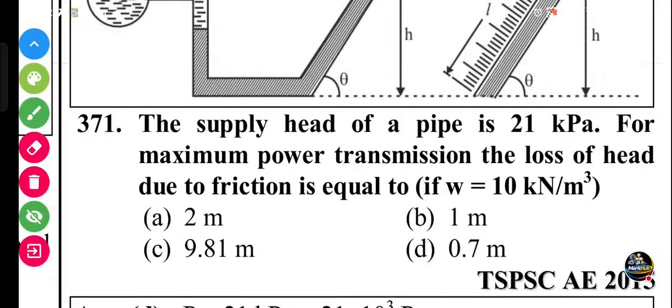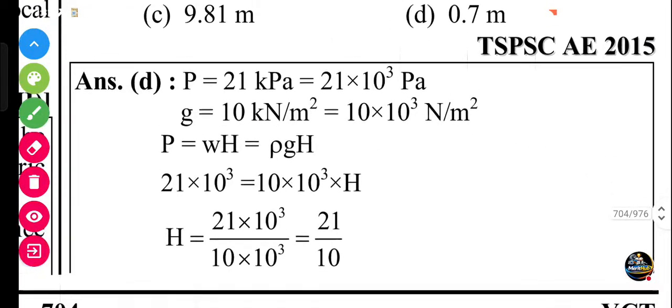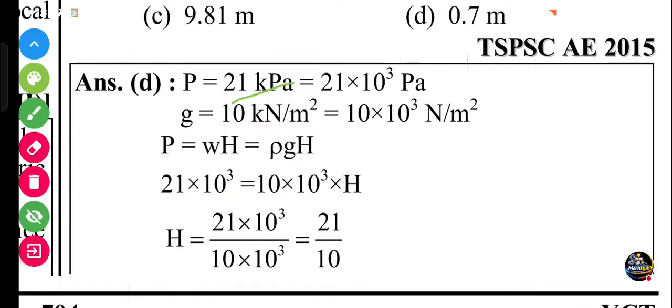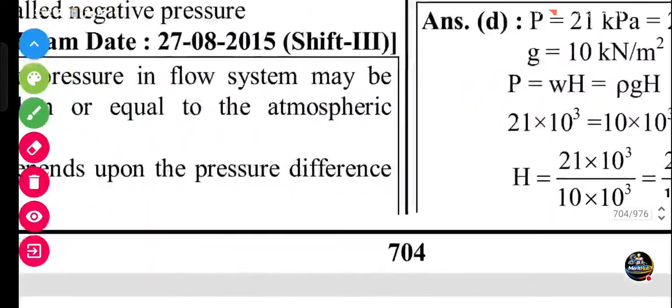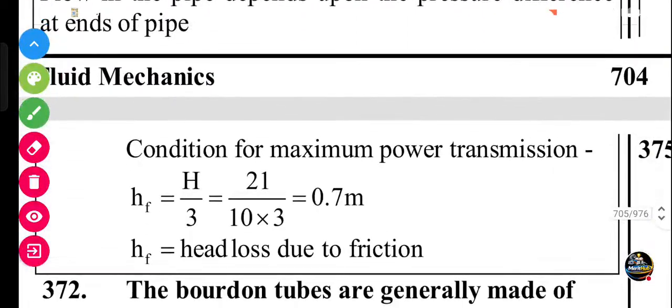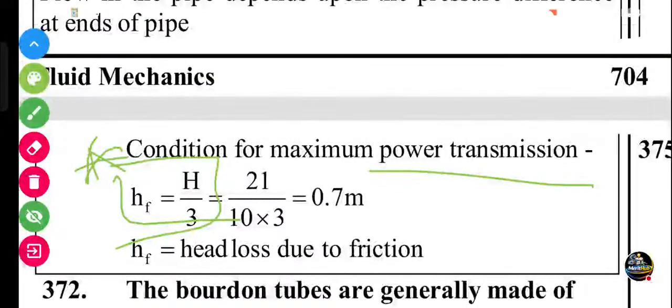The supply head of the pipe is 21 kilopascal for the maximum power transmission. The loss of head due to friction is equal to, when the pressure is given, pressure equal to rho g h. And what is the head? The head is 21/10. Then for maximum power transmission, hf equals h by 3. Remember this, hf equals h by 3. So you can get 0.7 meter.